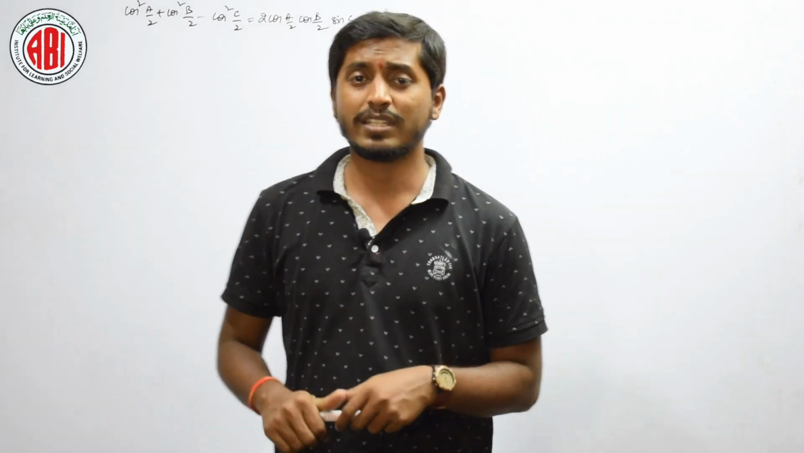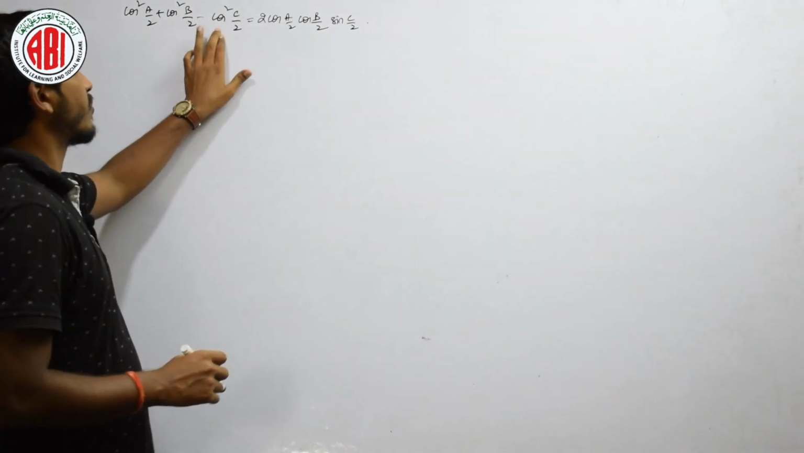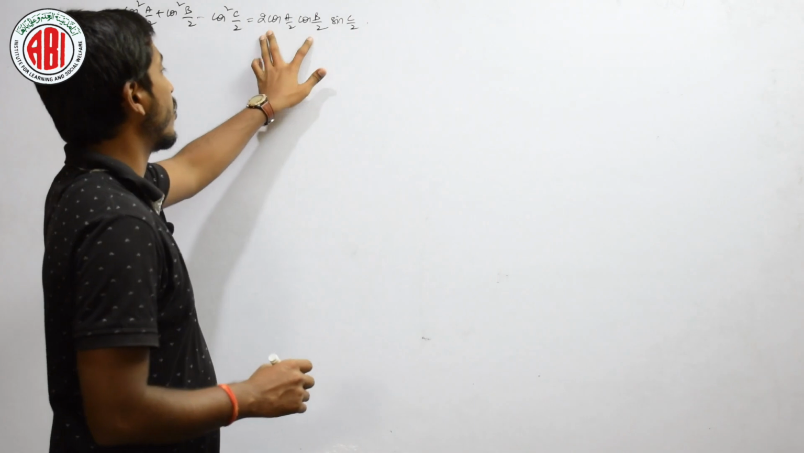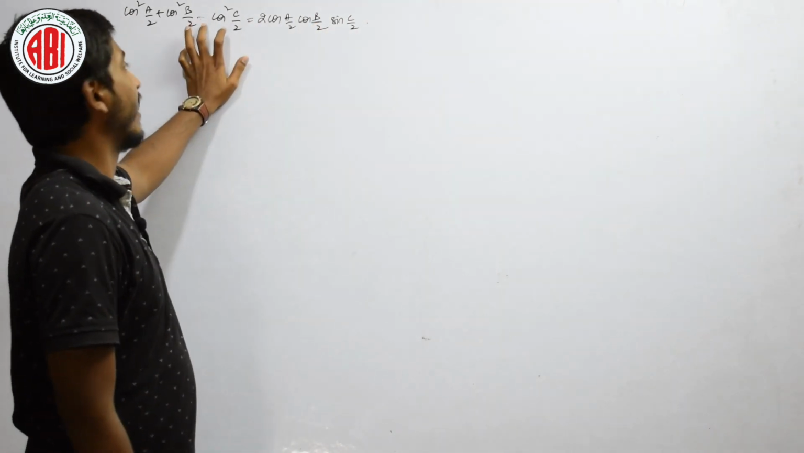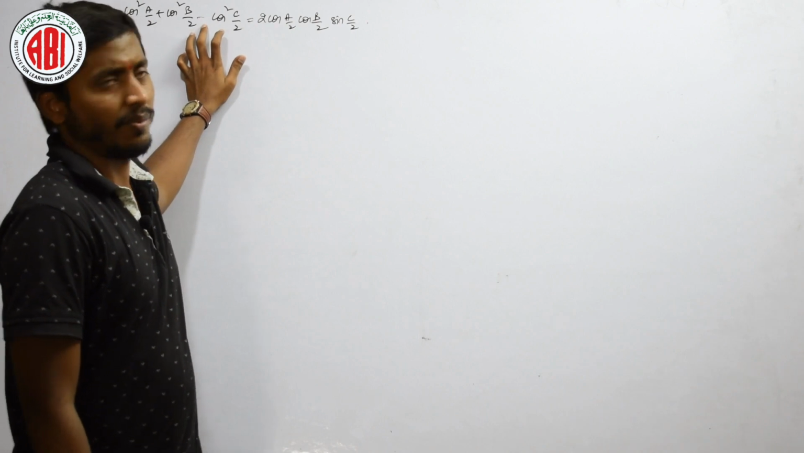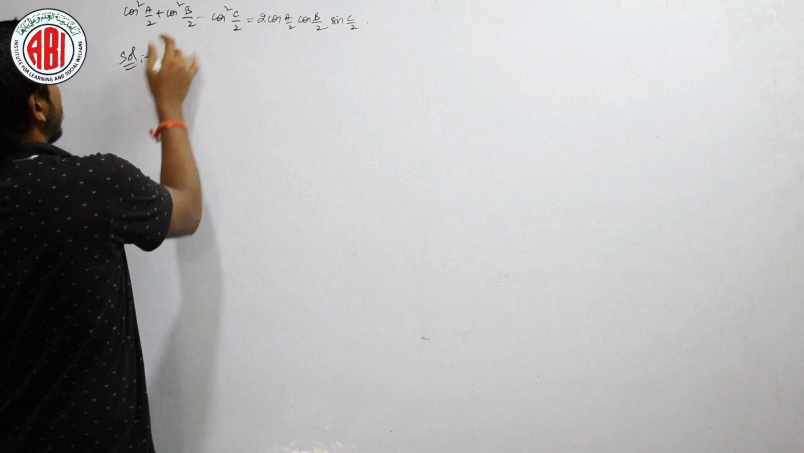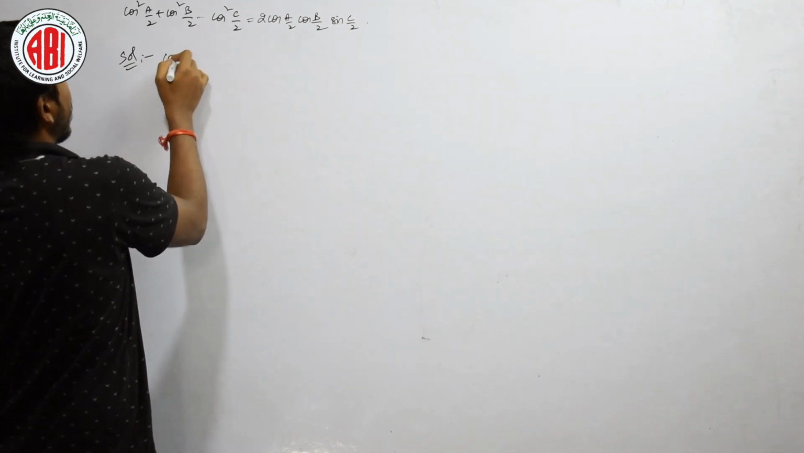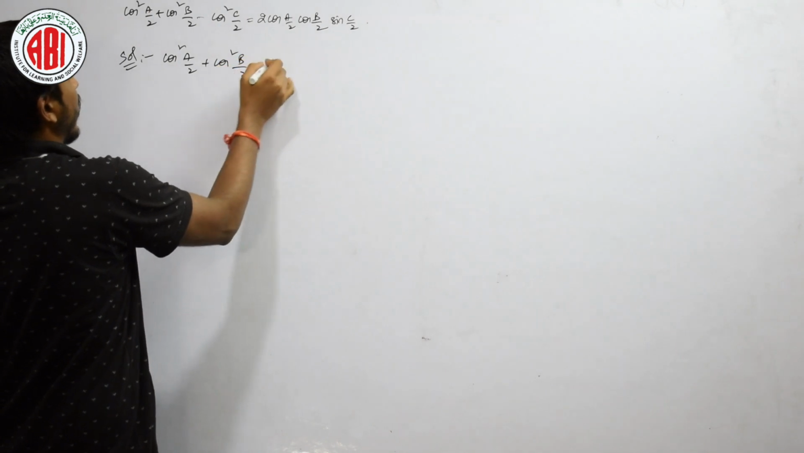Let us see the question given here: cos square a by 2 plus cos square b by 2 minus cos square c by 2 is equal to 2 cos a by 2 cos b by 2 sin c by 2, right? See here, again there is a negative sign. What to do in this kind of problem? For this problem, let us change both these terms into sines. Okay, shall we do it? Let us do it now.